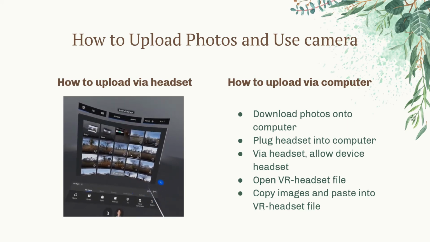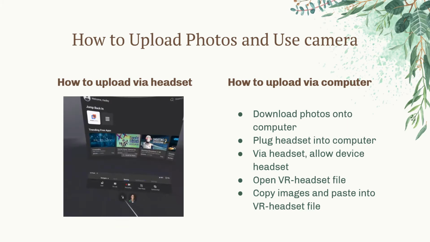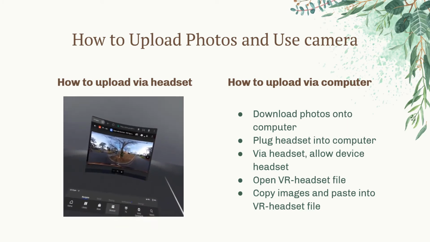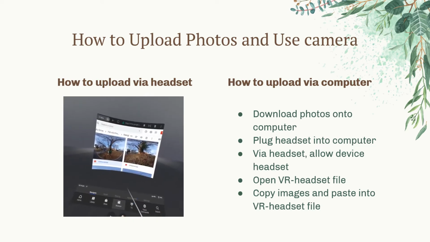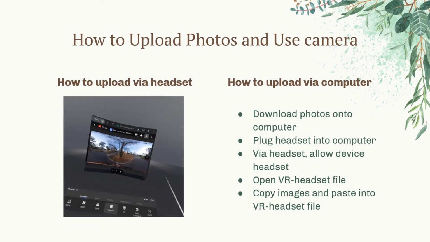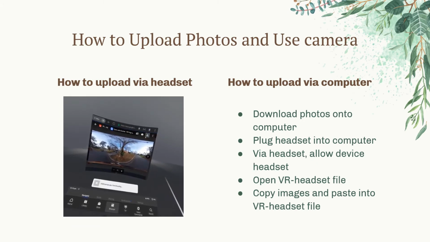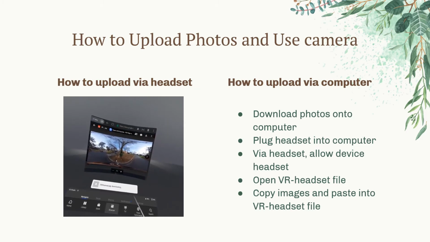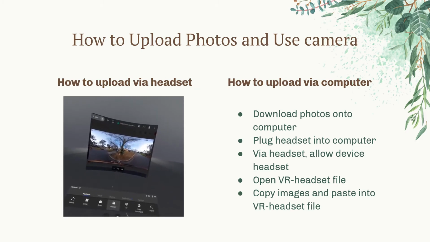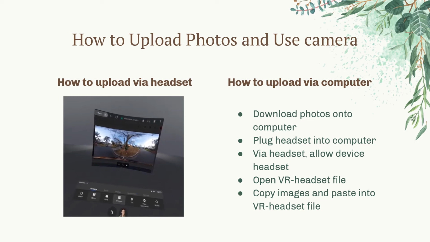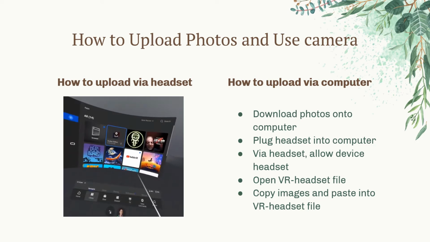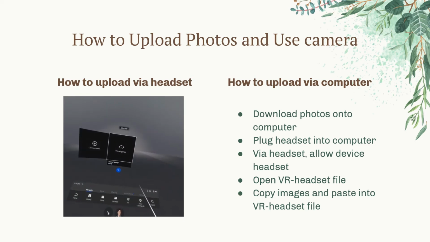To upload photos on the headset from a computer, you must first make sure the photos are saved directly onto the computer. Then, plug the headset into the computer by using a USB to micro USB cable. Make sure to allow device access via the headset. Once the computer has access to the headset, you can then open the file drive titled VR Headset and move photos into the headset's internal memory. The photos will then be accessible in the headset's internal library.